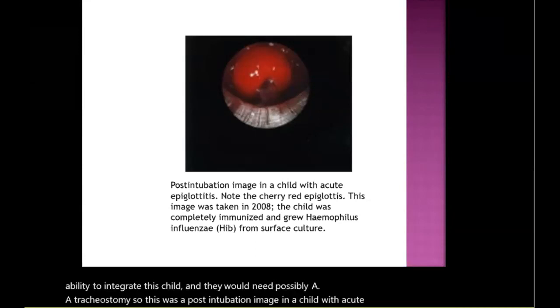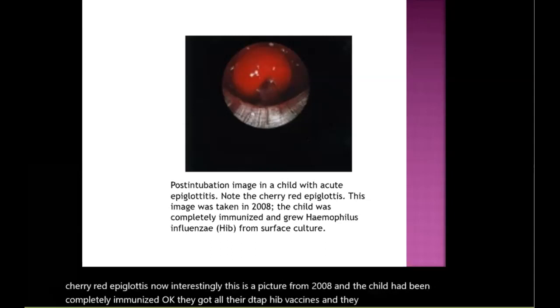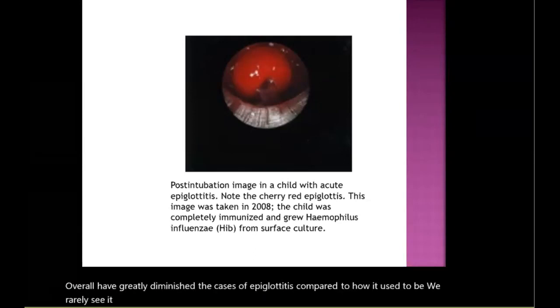So this was a post-intubation image in a child with acute epiglottitis. Note the cherry red epiglottis. Now, interestingly, this is a picture from 2008, and the child had been completely immunized. They got all their DTaP Hib vaccines, and they still grew Hib from the culture. So the vaccinations overall have greatly diminished the cases of epiglottitis compared to how it used to be. We rarely see it anymore, but you still have to have that index of suspicion because it can still happen and it can be deadly. So we can't write it off.